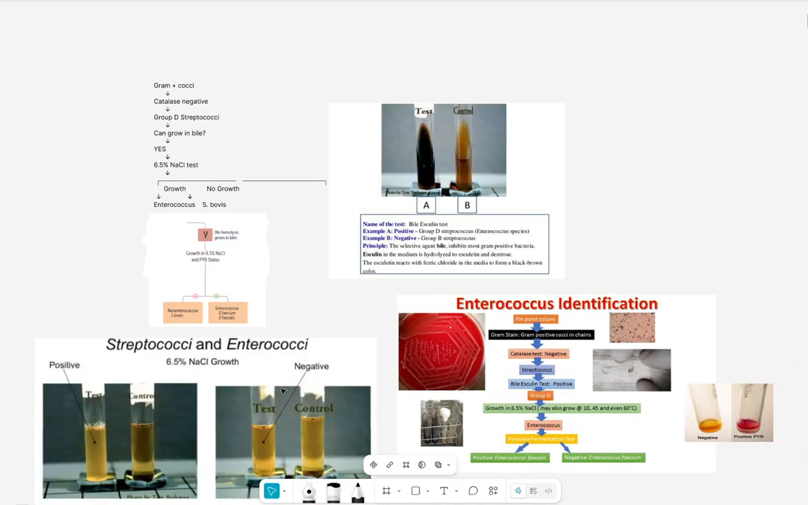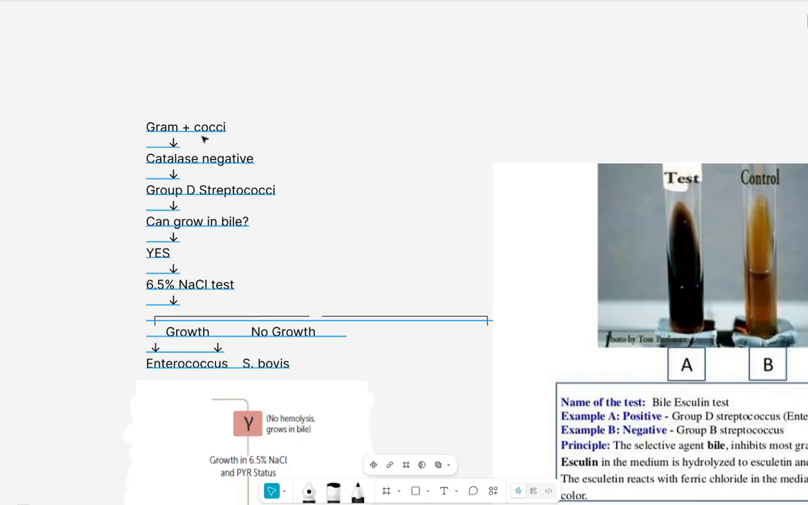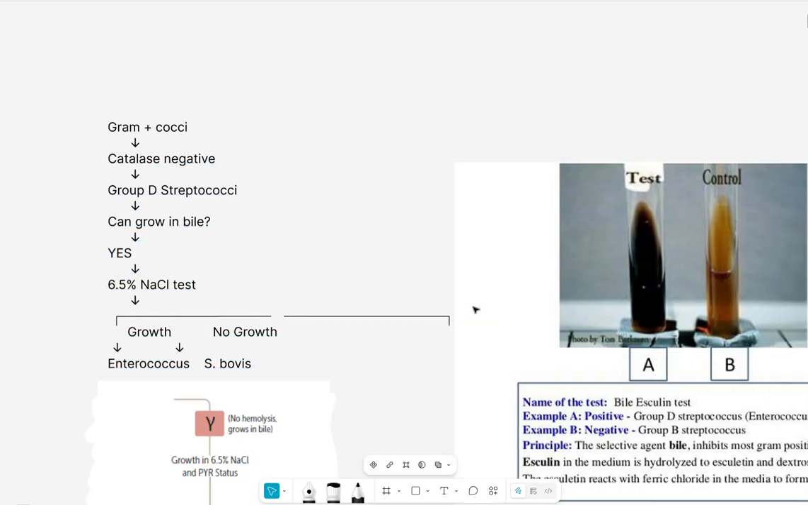Now, gamma hemolysis, these are the ones that are obviously gram-positive cocci. They were catalase negative. That's why we knew that they were Streptococcus species. And now they're group D Streptococcus because they were gamma hemolyzed. There was no hemolysis happening. Can these group D streptococci grow in bile? Yes, they can. Let's see how.